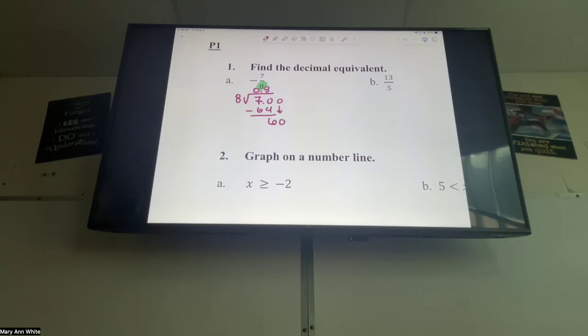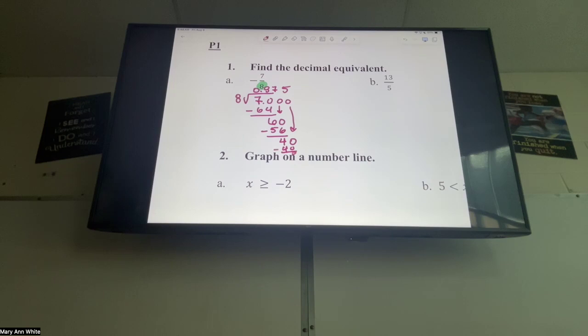What's the closest thing? 8 times what gets us closest to 60? 7, good, which is gonna be 56. And again, we're gonna subtract that, which is 4. Okay, let's bring at least one more 0 down. Oh, that's gonna be the trick, right? Because 8 times 5 is going to be 40.